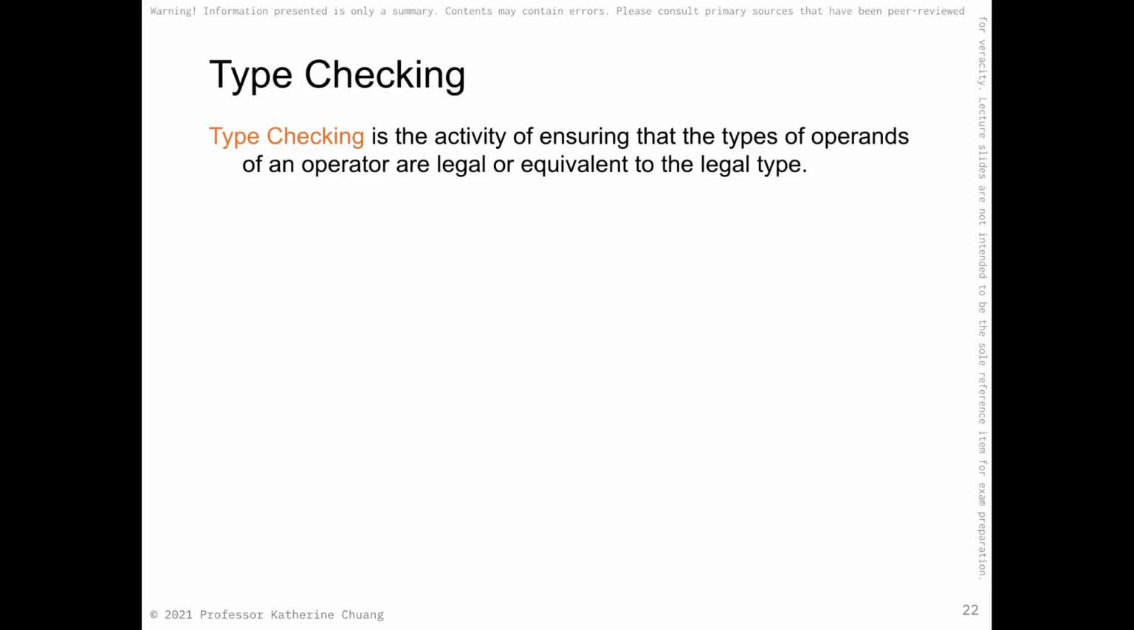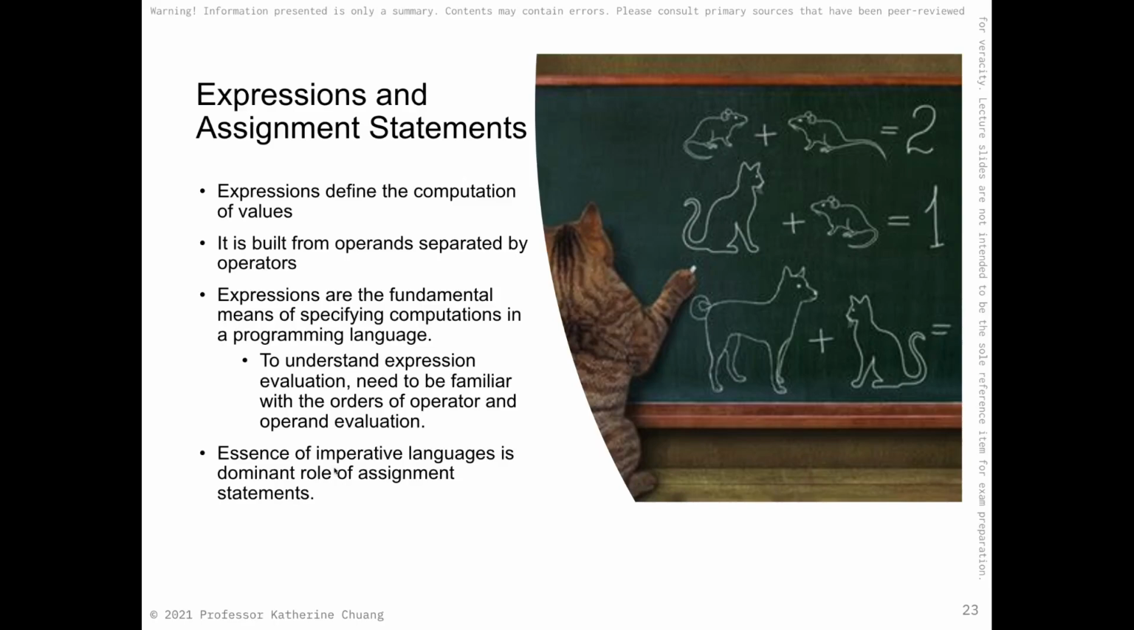Type checking is also important when it comes to data types. And this is the activity of ensuring that the types of operands of an operator are legal or equivalent to a legal type. So you might do type checking of, say, for instance, you're only doing arithmetic on numbers only, right? Or maybe like Java, where you don't want to mix the arithmetic of an integer and a floating point number. You just want a single type only. These are all possible reasons for type checking. Next concept, expressions and assignment statements.